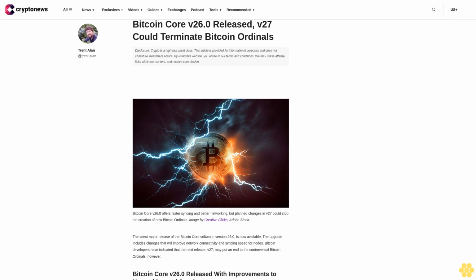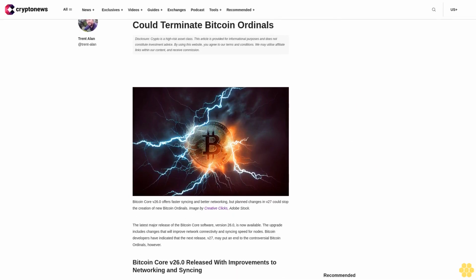Bitcoin Core v26.0 released, v27 could terminate Bitcoin ordinals.